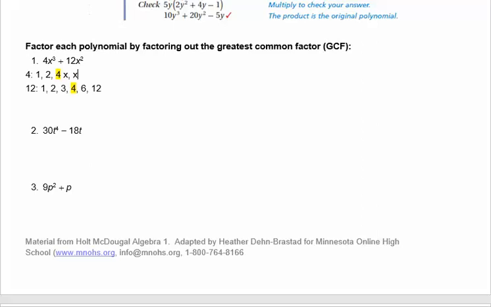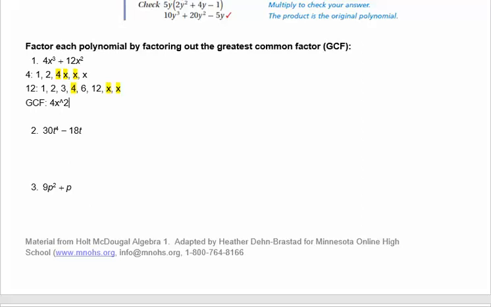But now we need to see what we need to write for the variables. So there's x times x times x, which is x cubed. That's from the 4x cubed term. In the 12x squared, it's just x times x. So we need the common ones. So there's an x in both of them, and there's another x in both of them. X times x is the same as x squared. So we will write our greatest common factor, as with 4x cubed and 12x squared, as 4x squared.